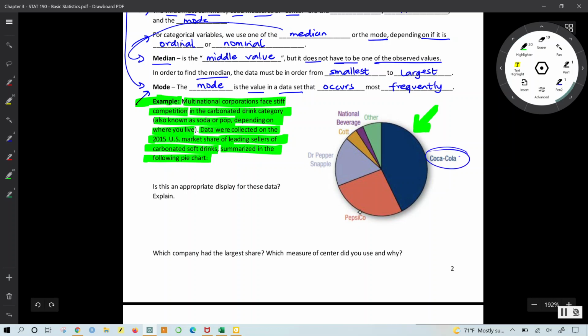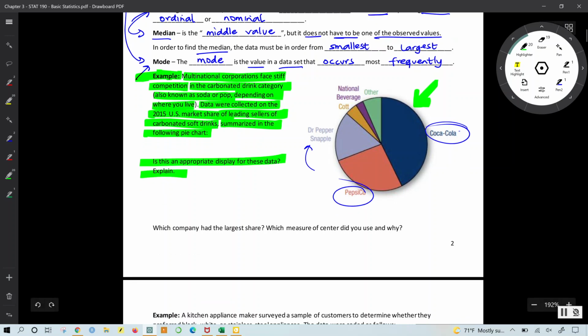We see the different categories: Coca-Cola, PepsiCo, and so on. The question we would like to answer is, is this an appropriate data display for this data? Explain. Well, the answer here is yes. And that is because a pie chart is very good for graphing categorical variables where a whole collection of the US market share is broken down into groups.